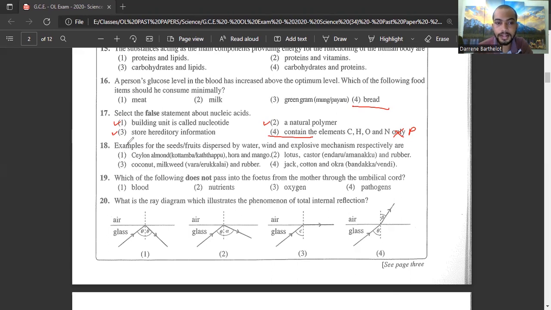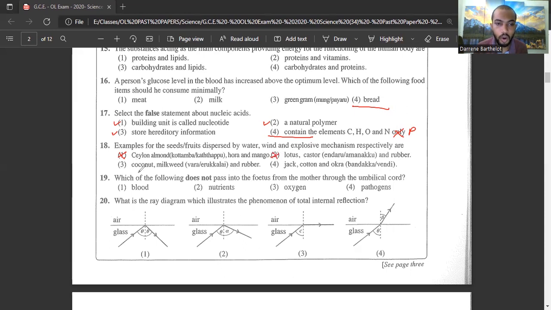Question number 18. Examples for the seeds, fruits dispersed by water, wind, and explosive mechanisms are. So when you take number 1, the first one has a shell made up of fibers around it. So it is dispersed by water mainly. And then you have a second one, it is dispersed by wind. Then mango, it is dispersed by animals. So the first one is wrong because it's not explosive. When you take lotus, it is by water. Castor, it is by animals. And you have rubber, rubber is by explosive mechanism. So here also, the middle one is wrong. Castor is not using wind. So the second one is wrong.